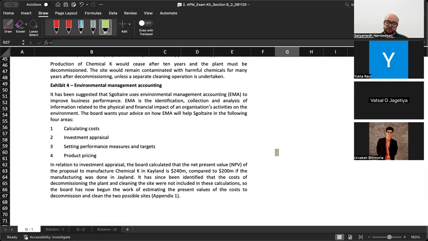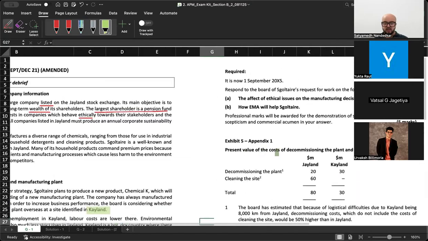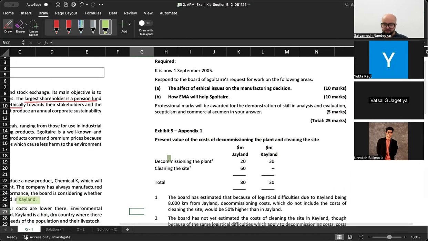In relation to investment appraisal, the board calculated that NPV of the proposal to manufacture chemical K in Kayland is 240 million compared to 200 million if done in home country of Jalen. It has since been identified that cost of decommissioning the plant and cleaning the site were not included in these calculations. So the board has now begun the work of estimating present value of cost to decommission and clean the two possible sites, which is given in Appendix 1.